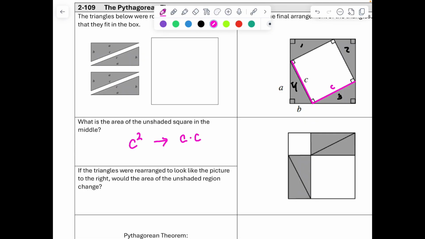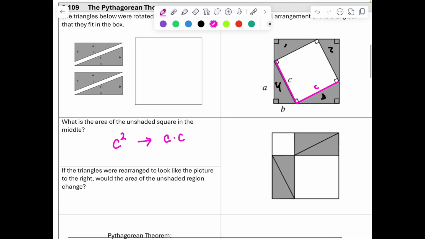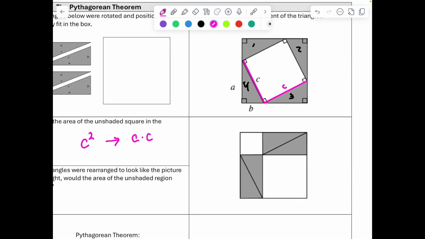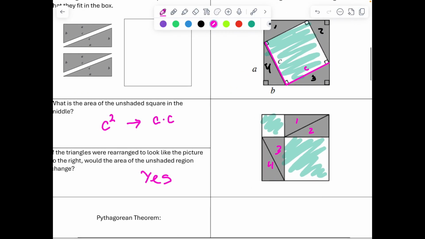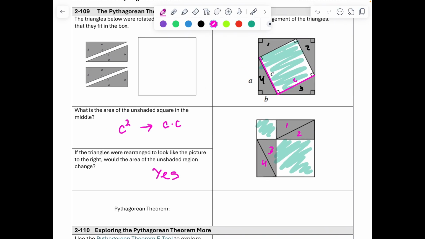So then the triangles were rearranged to look like the picture on the right. And they are asking us if the unshaded region would change, okay? So this unshaded region right here, we're going to shade it green. That turned into this, and they're asking if the area stayed the same. And of course the answer is yes, because we still have the same 4 triangles. They're still inside the same box. The area just looks a little different, but it is the same unshaded area.